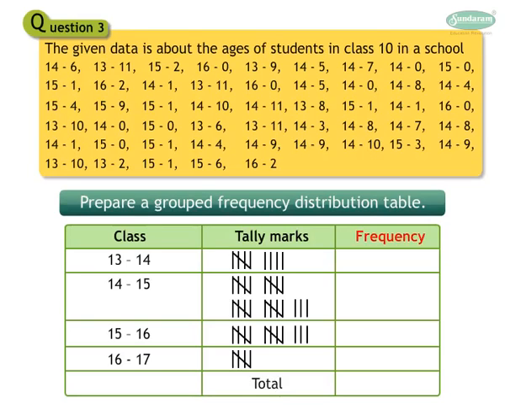Third column will be of frequency. In this column, we count the number of tally marks in each row and write the number in frequency column. Number of students between ages 13 to 14 are 9. So we write frequency as 9. Number of students between ages 14 to 15 are 23. So we write frequency as 23. Thus, in this way we find other frequencies also. Now, total the numbers in frequency column. Therefore, we get total as 50.